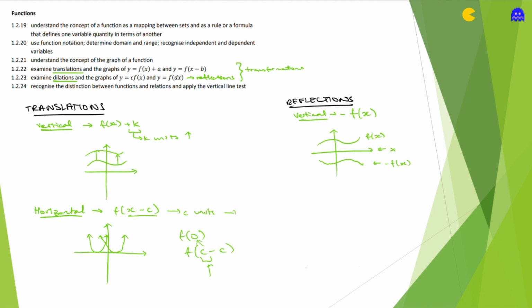Okay? In the case of horizontal reflections, that will be f of negative x, and this is a reflection in the y-axis, using the y-axis as a mirror. For example, let's say we have our line y equals x. y equals negative x will then be this bit reflected in the y-axis shifts over here, and this bit reflected in the y-axis shifts over here. And so we have the line y equals negative x, and this is the line y equals x. So essentially you're using the y-axis as a mirror.